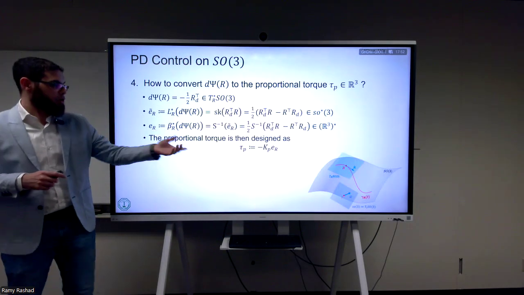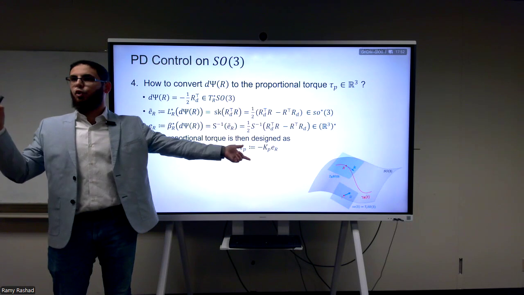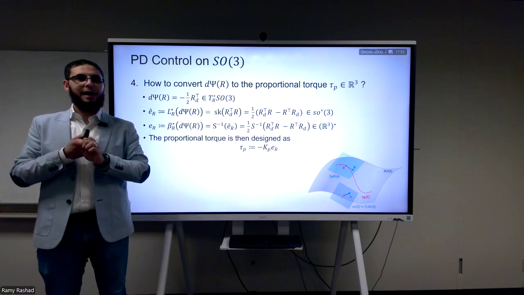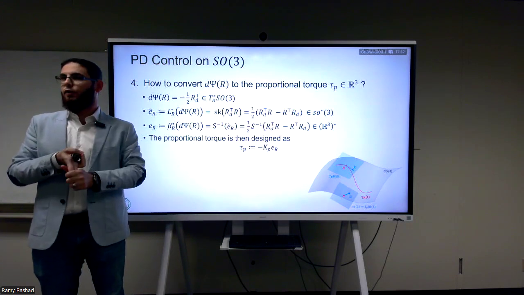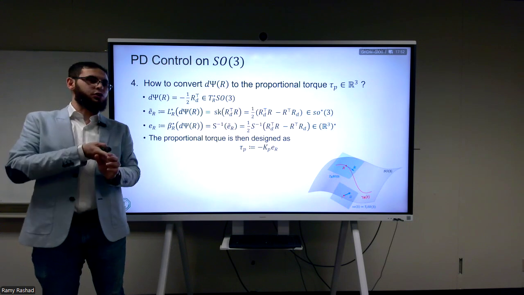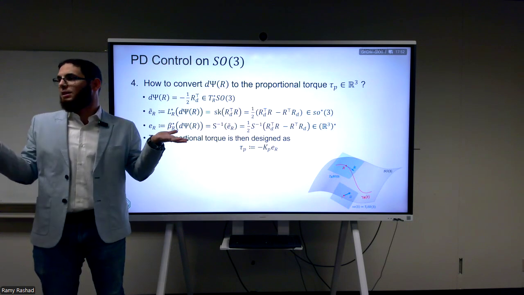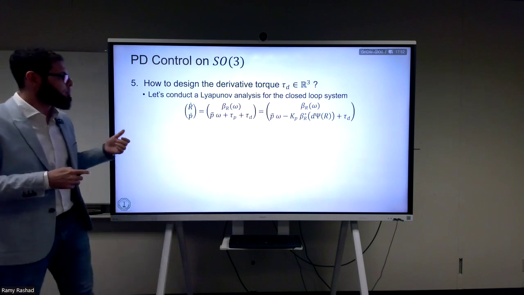So the last thing is, this is our proportional term. We're done. We only have one step left: we need to choose a derivative term, and by doing that, we need to check what kind of asymptotic stability we get in the end, if we get any.